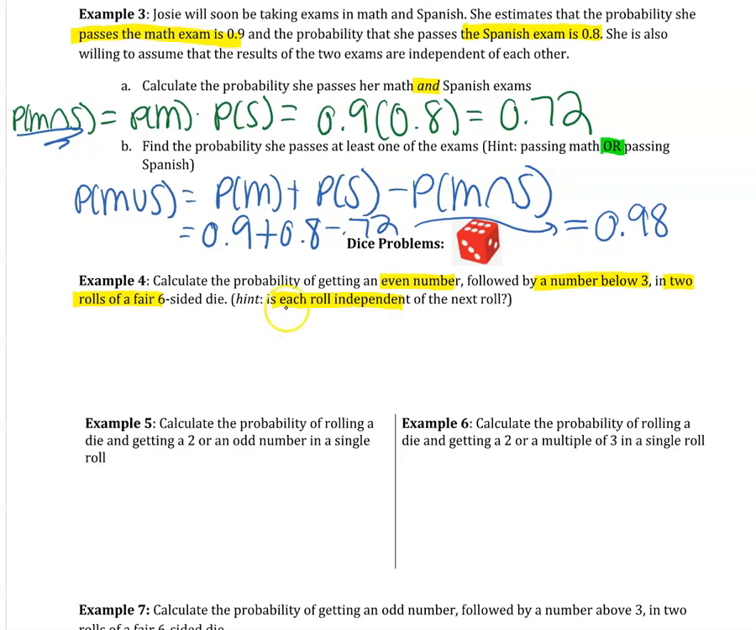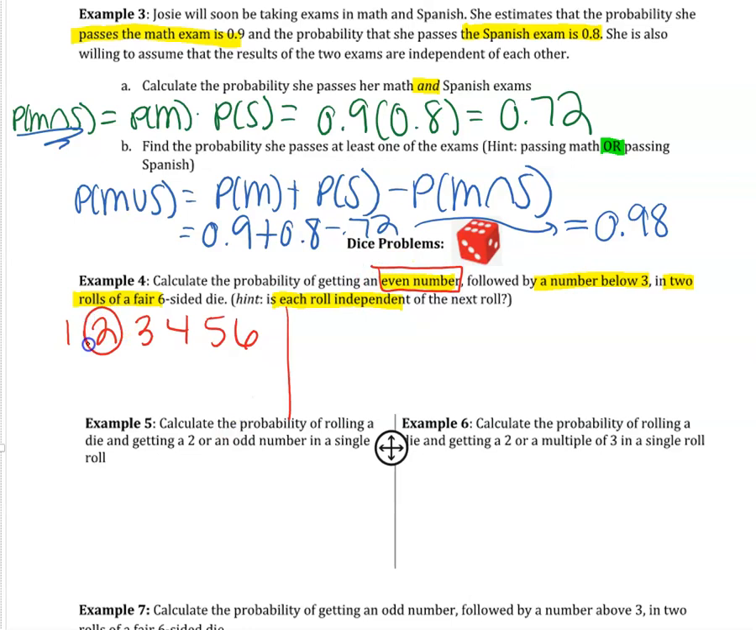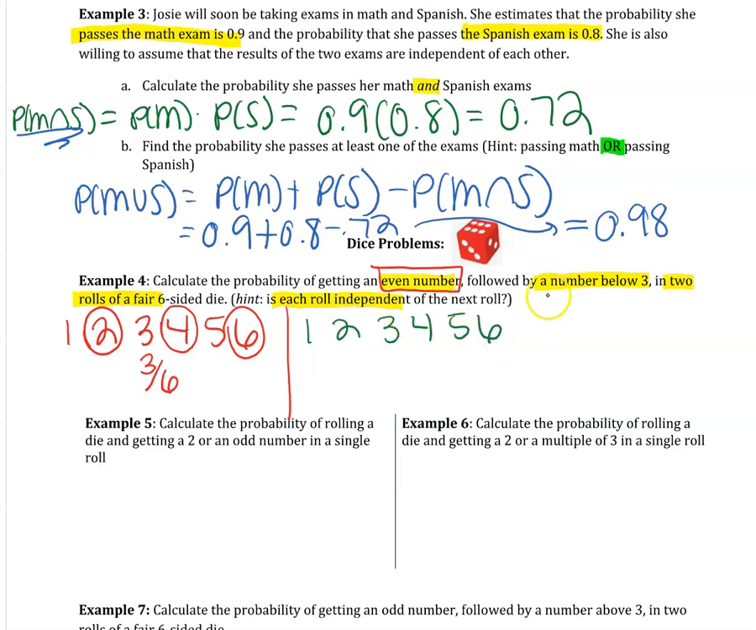So let's think about each scenario separately. Let's think about the numbers you have. So 1, 2, 3, 4, 5, 6, and the probability of getting an even number. Well, you know your options for even numbers are 2, 4, and 6, which would be a 3 out of 6 or 1/2 probability. Now let's look at the next one. 1, 2, 3, 4, 5, 6. In your next roll, you're going to get a number below 3. So that would be 1 and 2. So that is a 2 out of 6 probability.